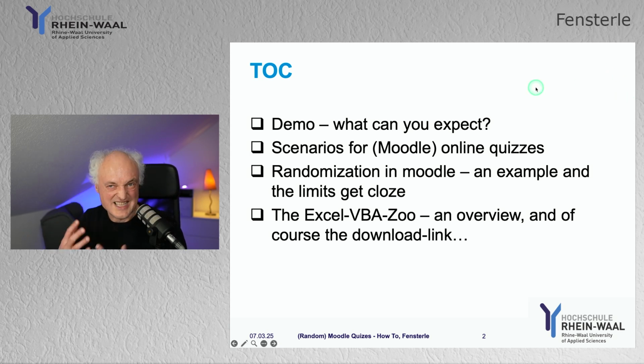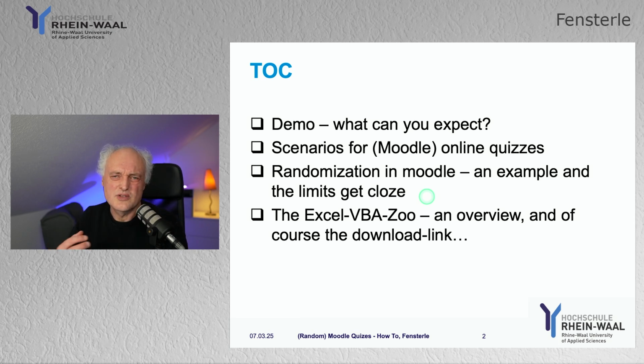I want to show you scenarios for Moodle online quizzes. I, of course, assume that you have already used Moodle and used quizzes. Then randomization in Moodle and in the examples, the limits, and how these Cloze questions in Moodle work, because these are the questions which are used as a scaffold for things which are generated by the VBA code and the Excel VBA. So I show you what different question types can be generated with the Excel sheets I have generated. And of course, at the end, you have the download link for free download there on a Git, and you can just access them on the Git and download them.